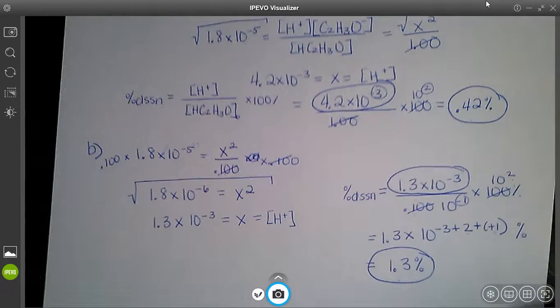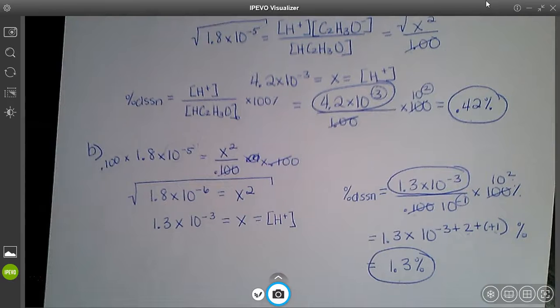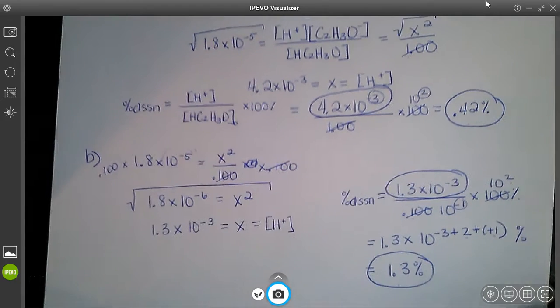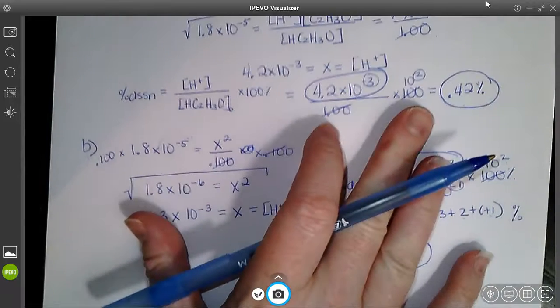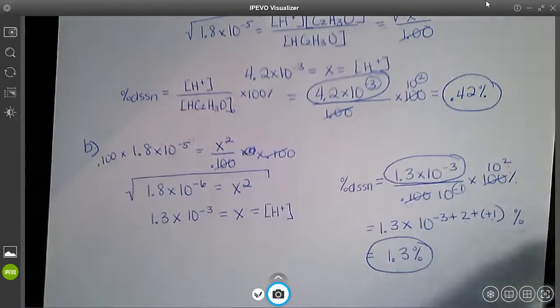So let that kind of marinate for a bit. You might need to think about that for a few minutes. Go over this problem just to get this concept in your head. I might go over this problem a few times if I were you.